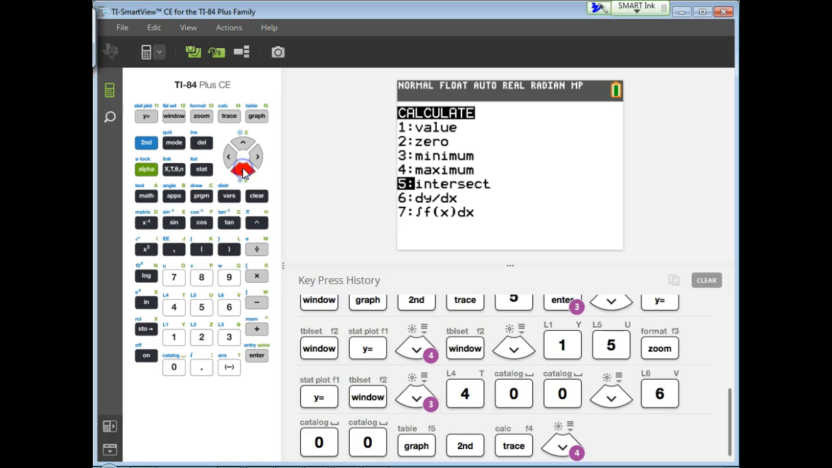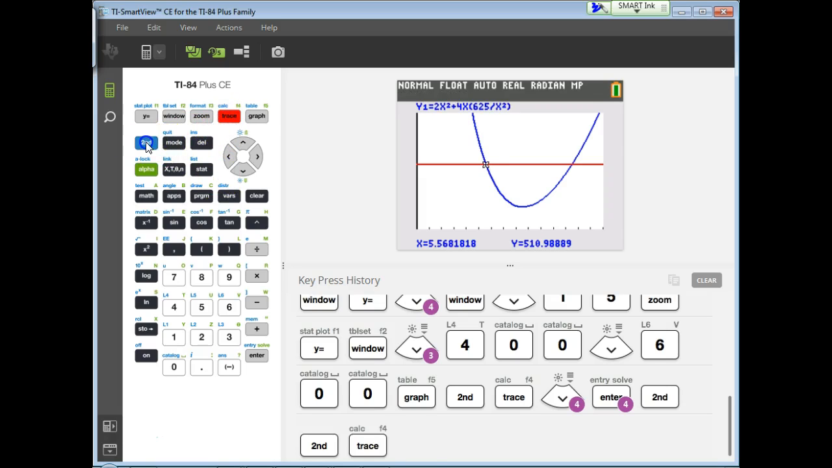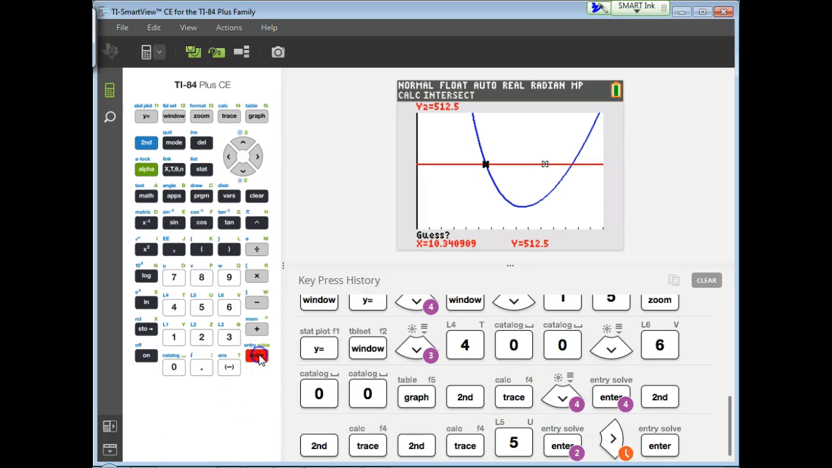So choose intersect. Enter, enter, enter. And it's going to default to the closest one. So I'm going to jot down that answer, which I think I did. Yep, 5.54. Jot that down. And then let's go find the other one. Okay, second trace, intersect. And then before you hit enter the third time, you're going to need to hop over so you're closer to the other intersection point. Otherwise your calculator is going to default to the closest one again. 12.5. Oh wait, jot that down.